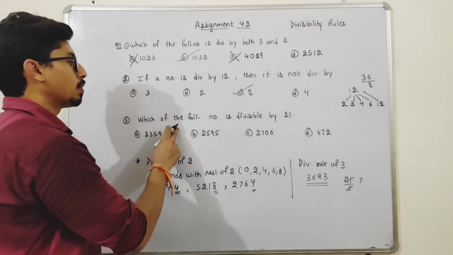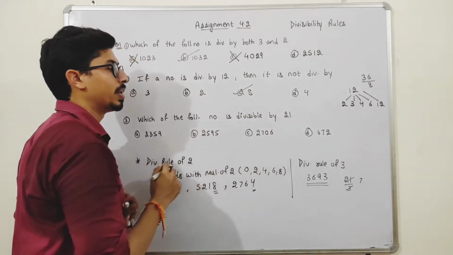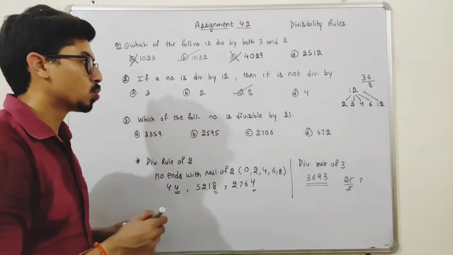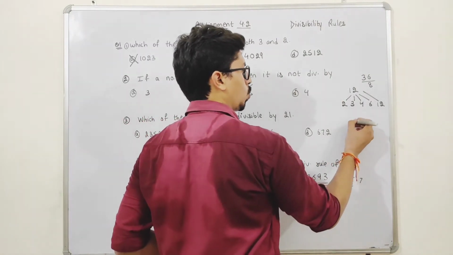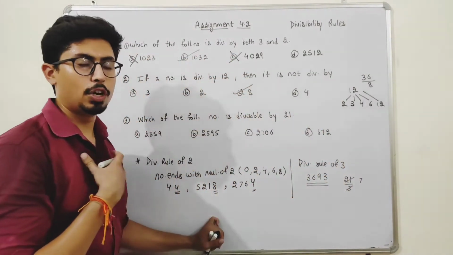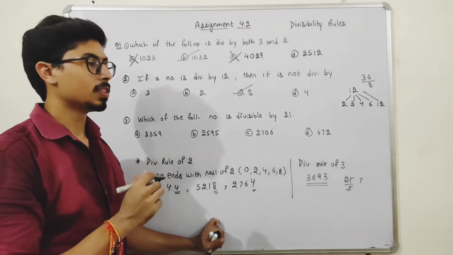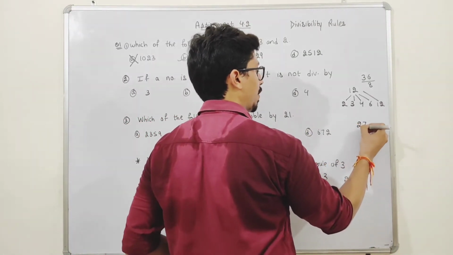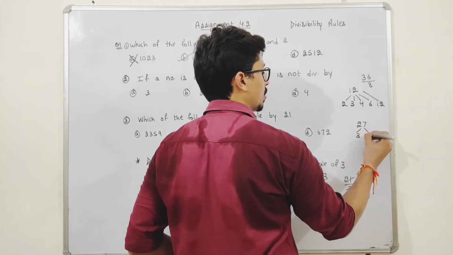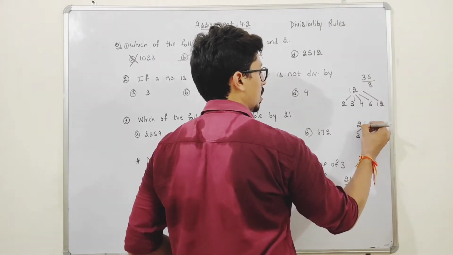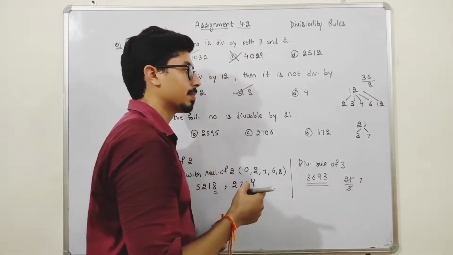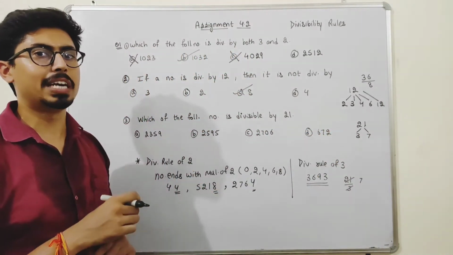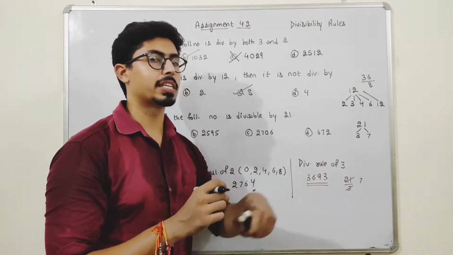Now, which of the following numbers is divisible by 21? Students, the divisibility rule of 21 is not here. We don't know the divisibility rule of 21. So just take the factors of it. So the factors of 21 will be 3 and 7, because 3 into 7 is 21. If a number is divisible by 21, that number should also be divisible by 3 and 7.